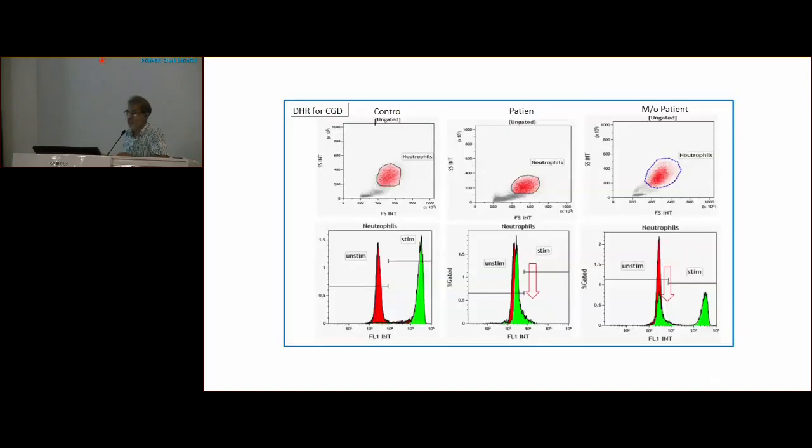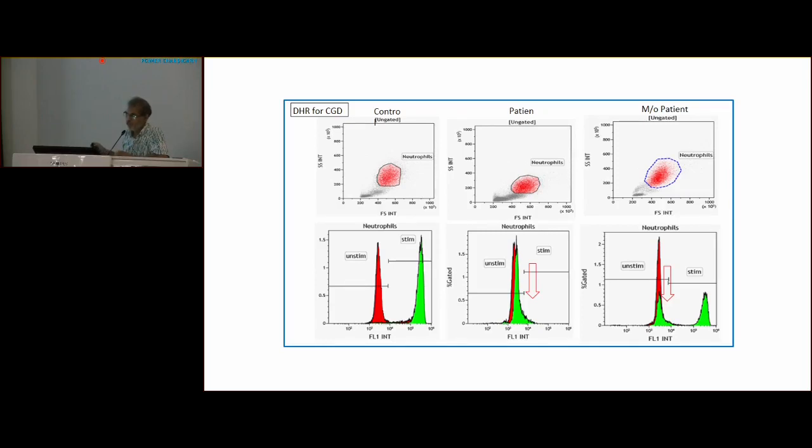What can we do by flow cytometry to test for this? Again, we do a functional test. The dihydrorhodamine test for CGD is a functional assessment of NADPH oxidase activity in the neutrophils. When you do a functional test, it is very important that your neutrophils should be fresh. Ideally, it should be within 2 hours of draw or maximum 6.